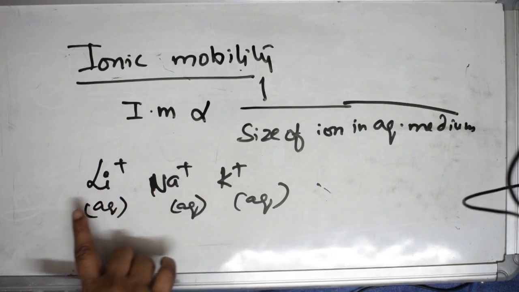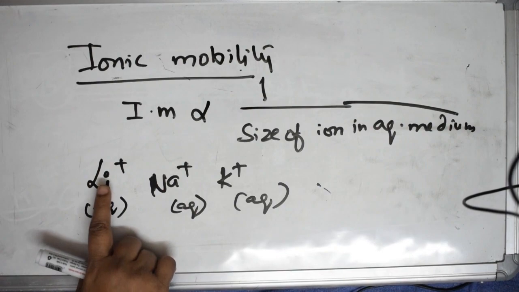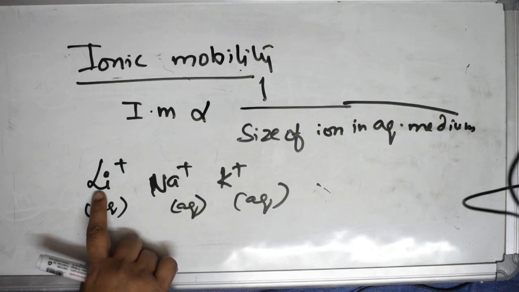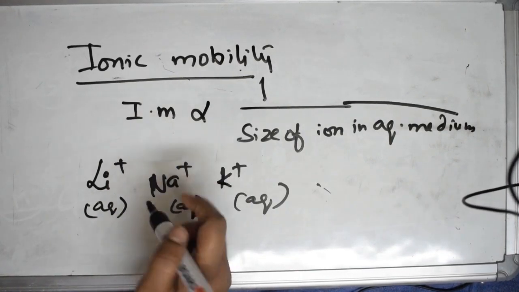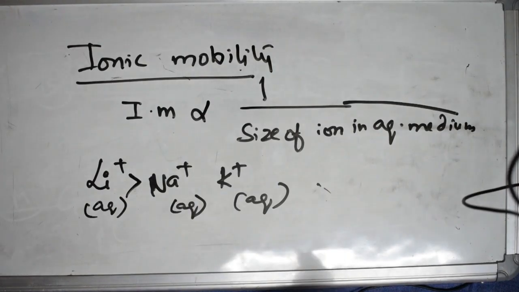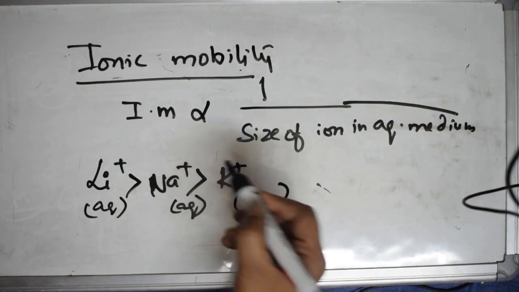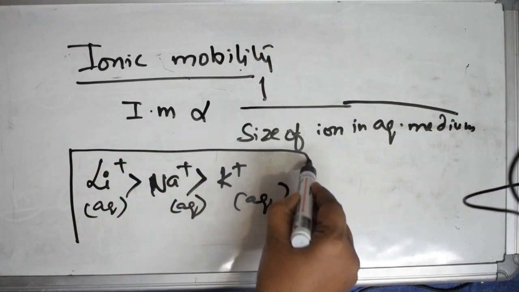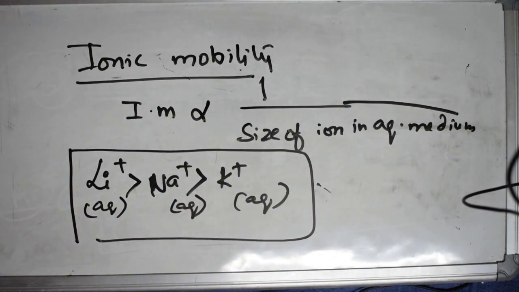Now among all these, which will have more ionic mobility? The smaller one. Indirectly, we'll say, the smaller the size of the ion, the more the ionic mobility. See here, they are inversely related. So lithium will have more ionic mobility than sodium, which will have more ionic mobility than potassium. Simple, isn't it? Right. So let us come and do the next trick.